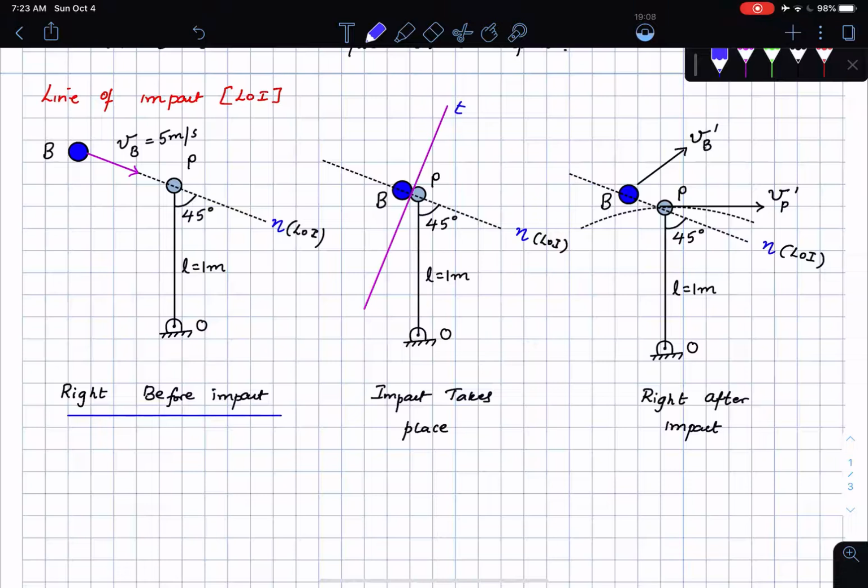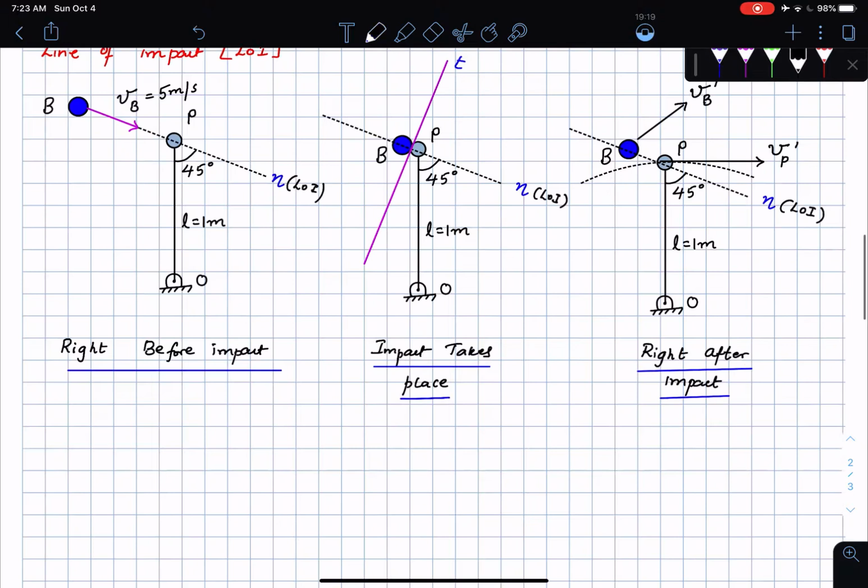So this is right before impact, the impact event itself taking place, and then this is the situation right after impact. And one more thing that we have seen in problems that we solved on collisions before is that the time period of impact is very, very small. So assume the time duration of impact to be very small.